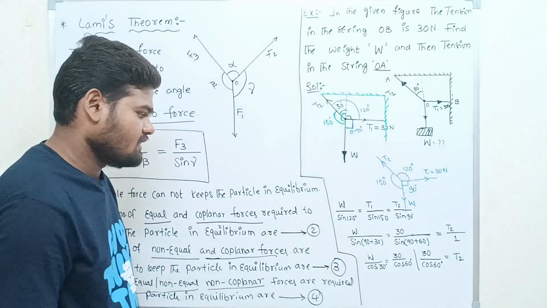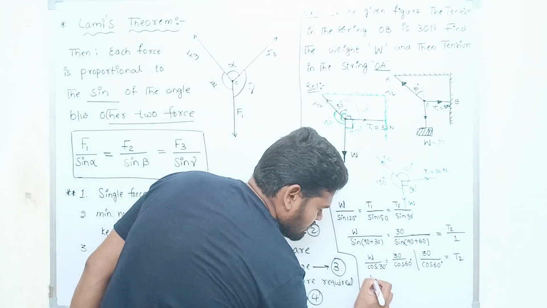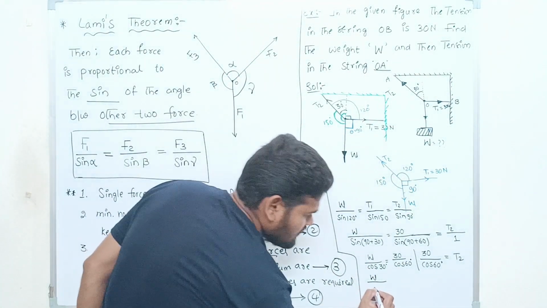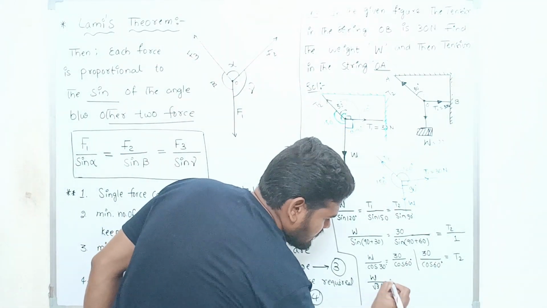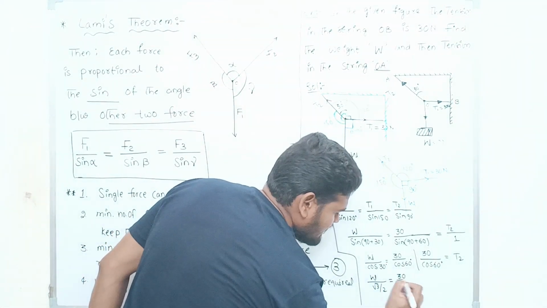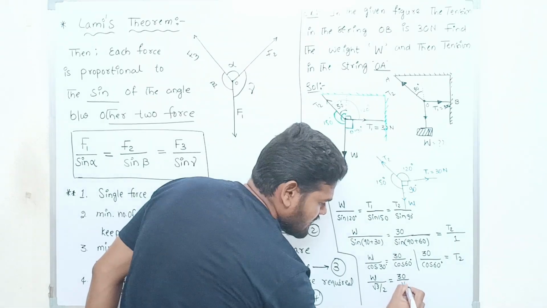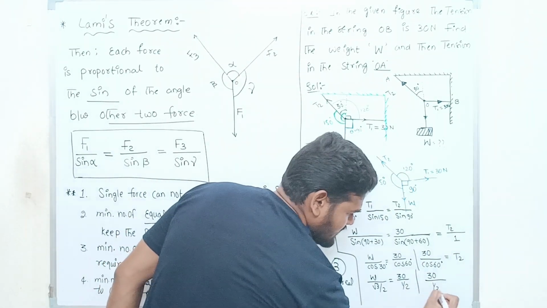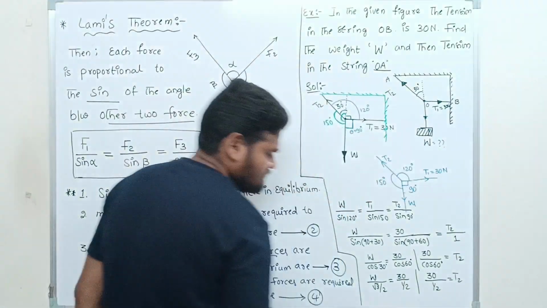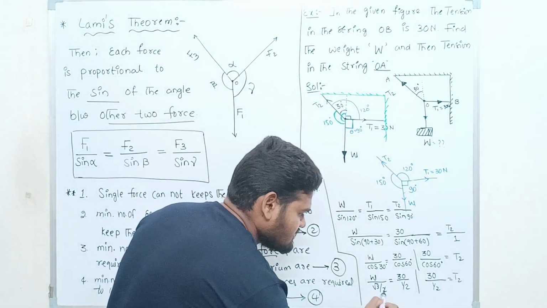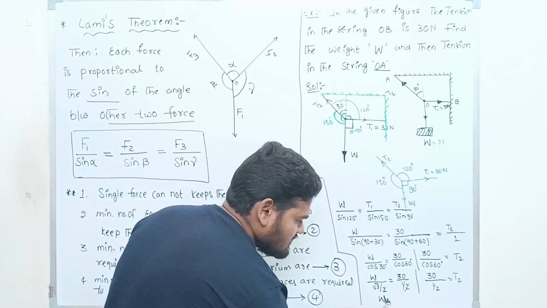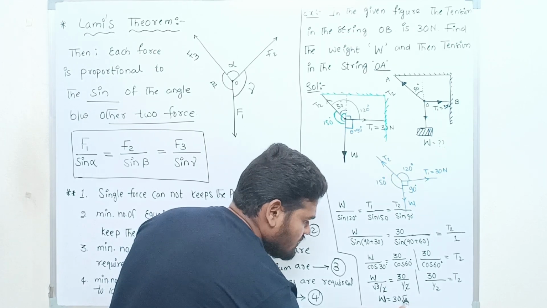So W by what is the value of cos 30 degrees? The value of cos 30 degrees is root 3 by 2. That is equals to 30 divided by what is the value of cos 60? 1 by 2. That is equals to T2. So these two get cancelled out, and if the 3 goes to that side, you will get W is equals to 30 root 3.